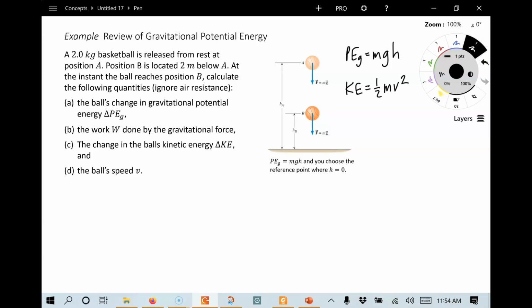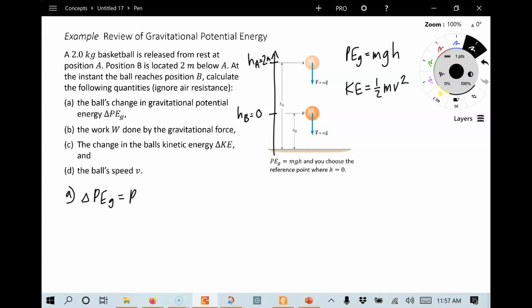Now, to calculate the change in potential energy in part A, we're going to need to figure out what it is at A and B and calculate the difference, right? Remember that when you are figuring out the potential energy, you're free to choose the zero reference point of your height. I'm going to go ahead and make the location h_B equal to 0 for simplicity. And I know B is 2 meters below A, therefore up at A, the height of A is going to be 2 meters.